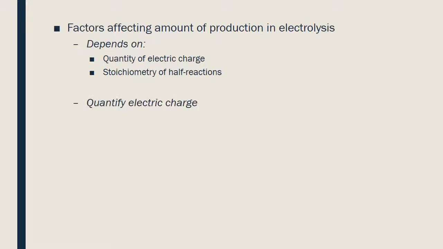So we need to quantify the electric charge so that we understand what's going on there. As we saw several videos ago, charge equals current times time. So looking at the equation, Q equals I times T, or you can use the units, C equals A times S. Remember, we have Faraday's constant here, where 1 mole of electrons equals 96,500 coulombs. And that's what we're going to be referring to because it's an easier number to work with.